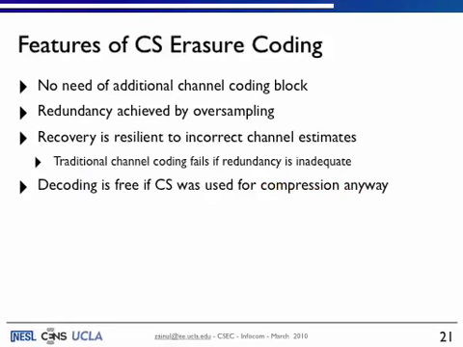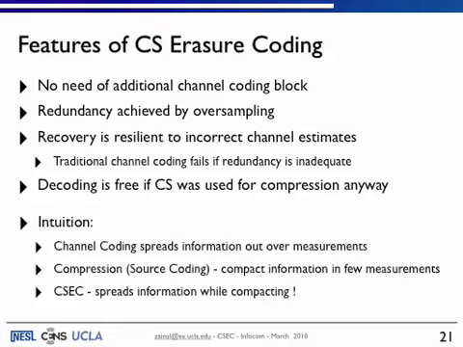So in terms of features, I would say that by using this mechanism, you don't need to have an additional channel coding block. You achieve the same redundancy that you had with channel coding with plain oversampling. And a very key difference is that the recovery is resilient to incorrect channel estimates. So when you do channel coding, and if you could not recover from the errors, you drop all of the packets and you retransmit again. In this case, I'll show you that when the recovery is not perfect, you'll still get something out of it. And the decoding is free if compressed sensing was used anyway.